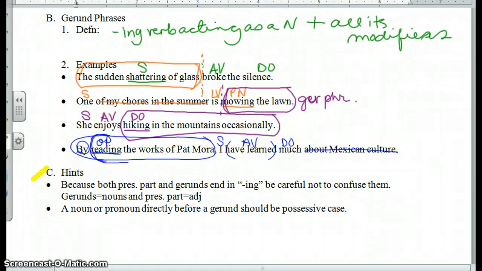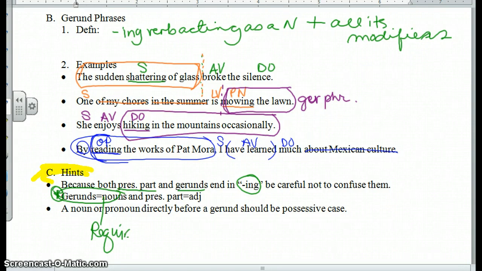Hints. Because both present participles and gerunds end in ing, you need to be careful not to confuse them. Remember, gerunds act like nouns. They must stay in the sentence. They're required. Participles, present participles, are adjectives. They're optional. You can take it out, and it will make sense.